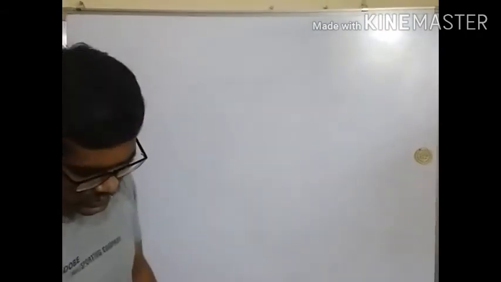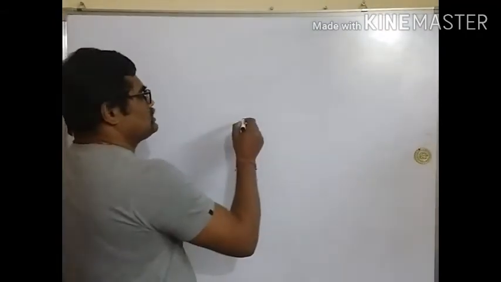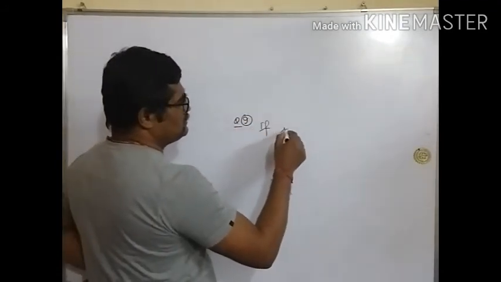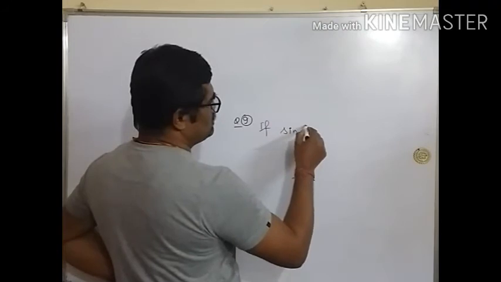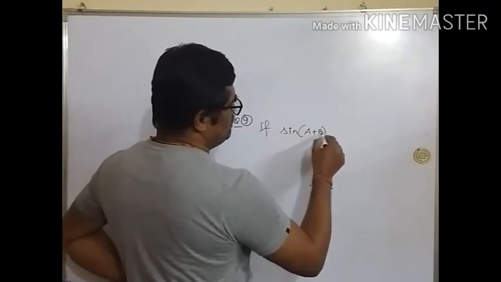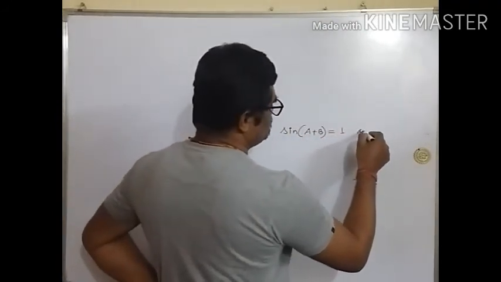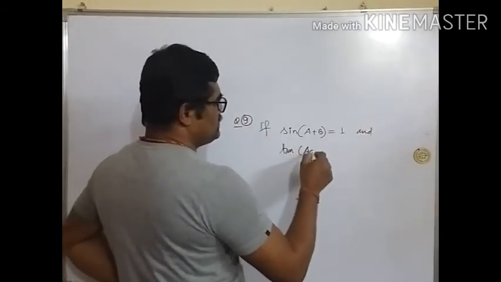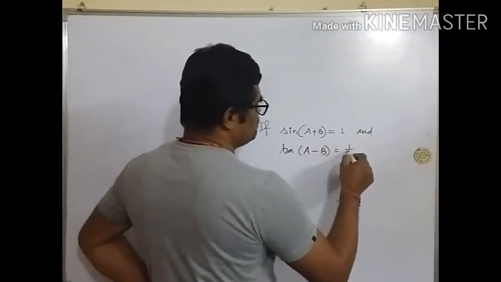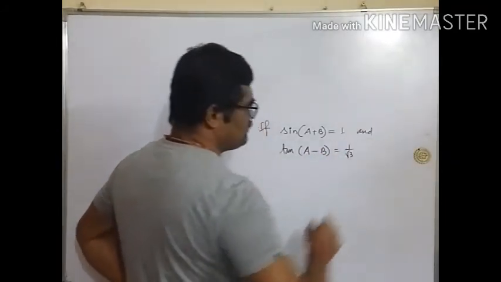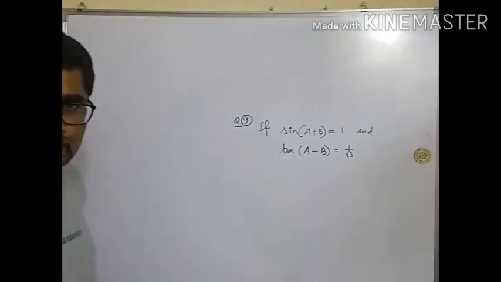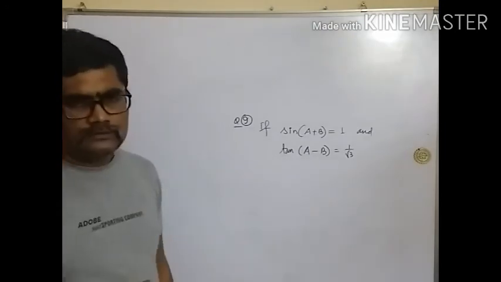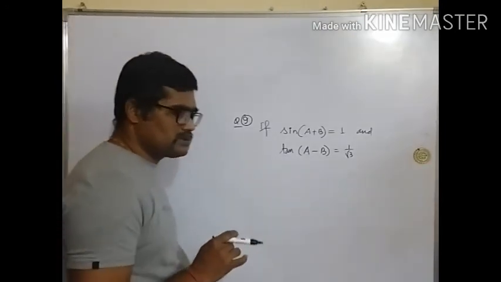Okay. Now question number 9. If sine of a plus b is equal to 1 only, and here I'll write tan of a minus b equal to 1 by root 3. Then find a and b. Same question. See, here I just played the trick. I kept the value same only. Ratios I have changed.